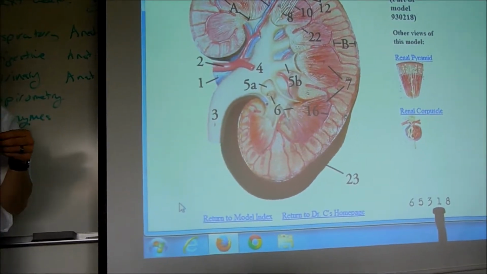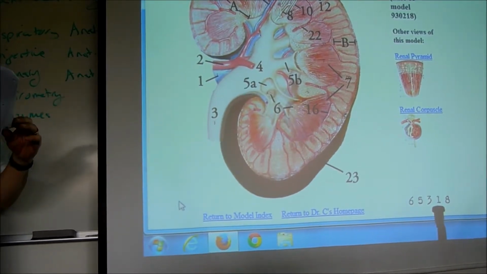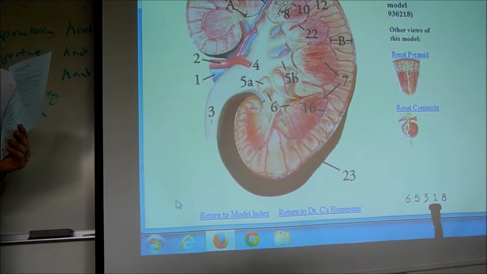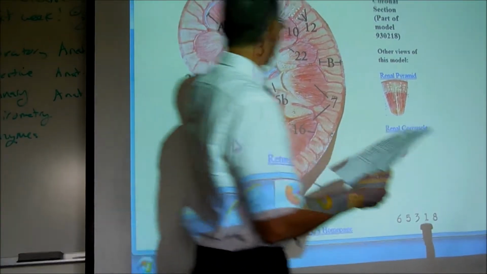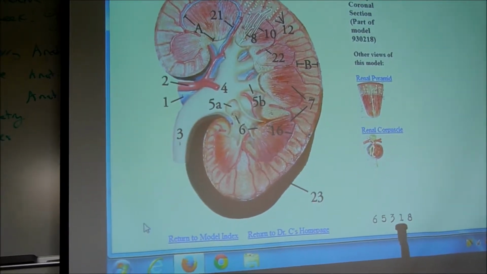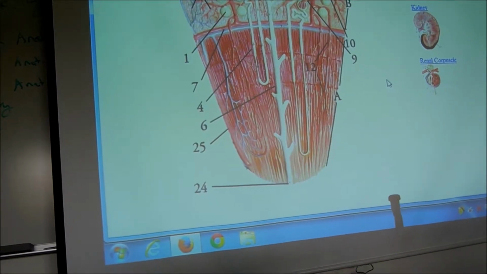Make sense? So we have our pyramids, we have our columns, papilla, we have our blood vessels, we have our tubing. That's pretty much most of the kidney stuff at this level of detail. So what we're going to do is zoom in on a pyramid. So we're taking one of the triangles from Egypt, right here, and we're zooming in.